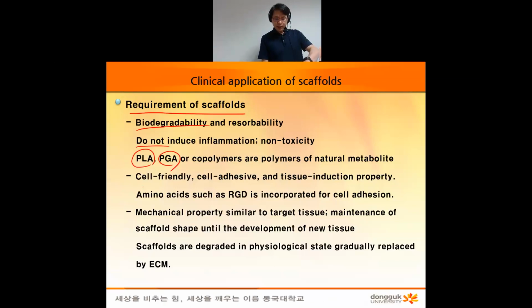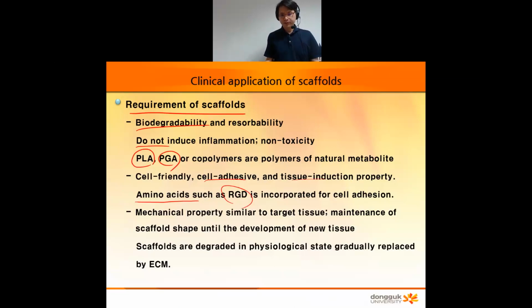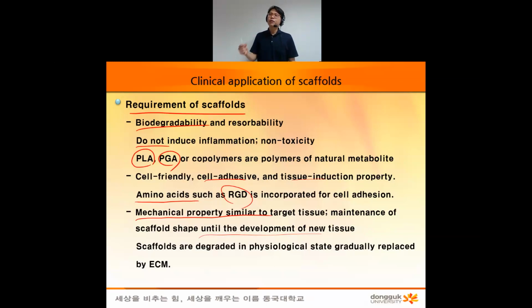And cell-friendly, cell adhesive, and tissue induction properties are required. So sometimes or frequently, amino acid sequences such as RGD are incorporated for cell adhesion. And also the scaffold should have mechanical properties similar to the target tissue. So maintenance of scaffold shape is required until the development of new tissue. As you know, scaffolds should disappear after the new tissue is developed.